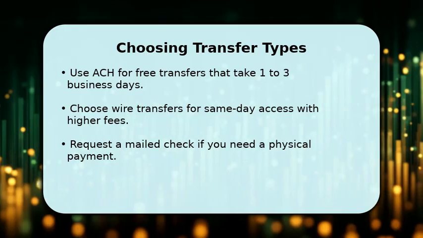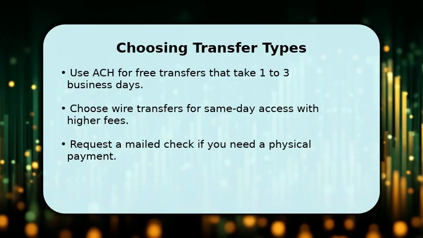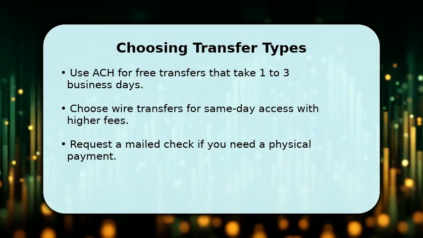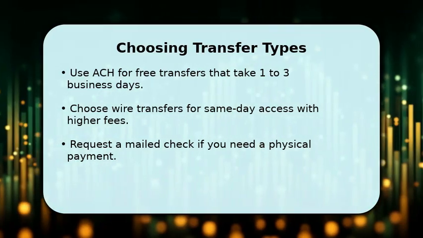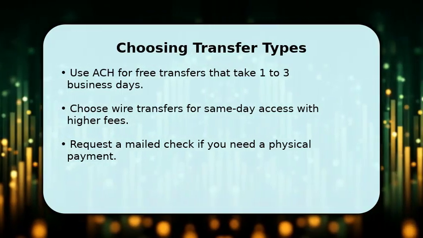ACH is free and reliable, taking 1 to 3 business days, while a wire gets money same day but may cost more. A mailed check is slower but useful for records. Always confirm destination details, verify any transfer limits on your account, and note potential holds before submitting.